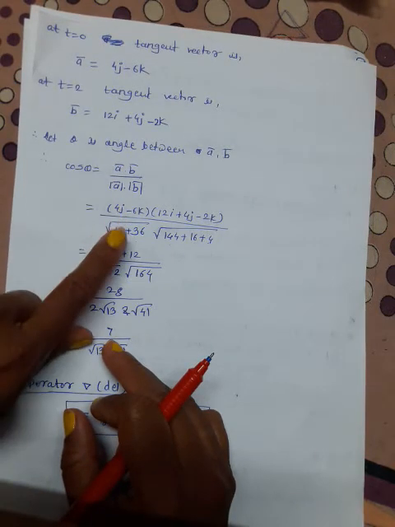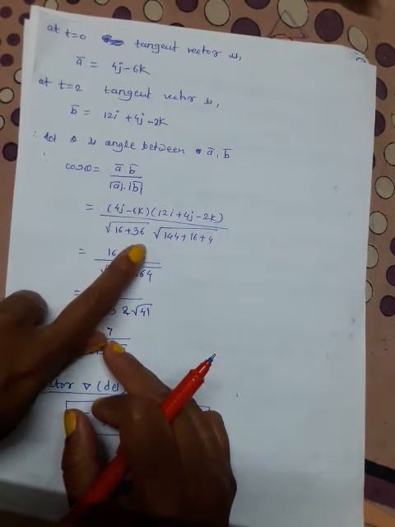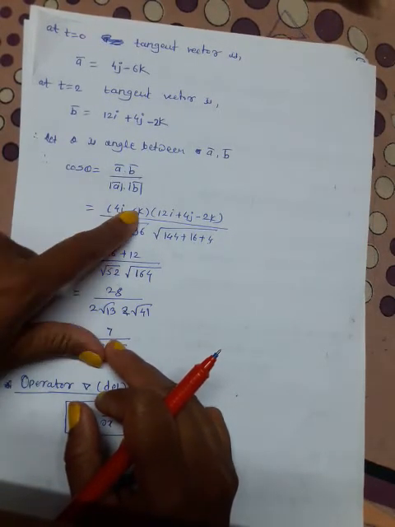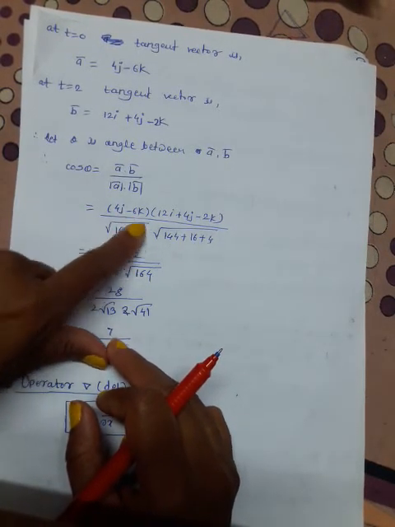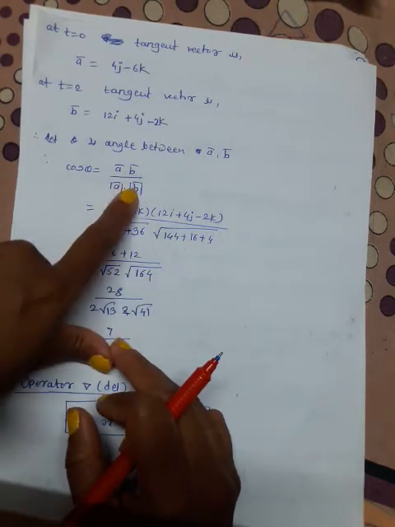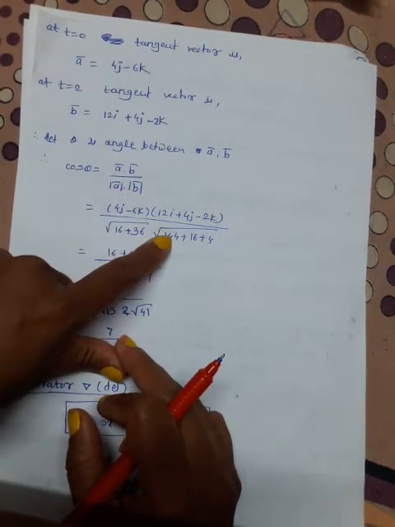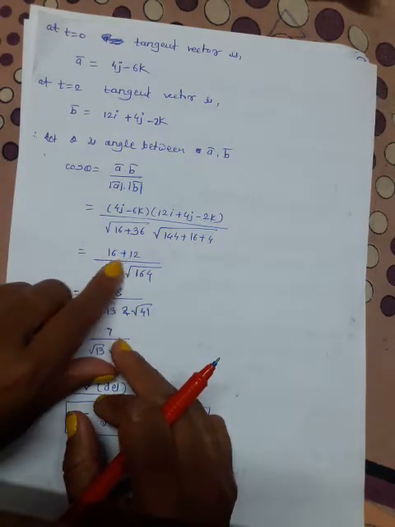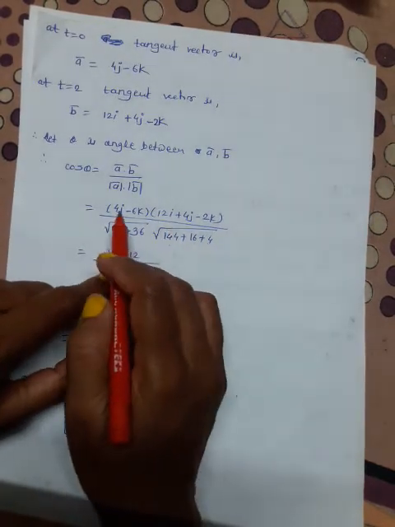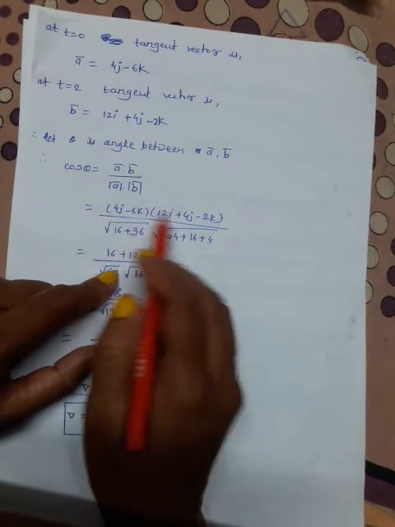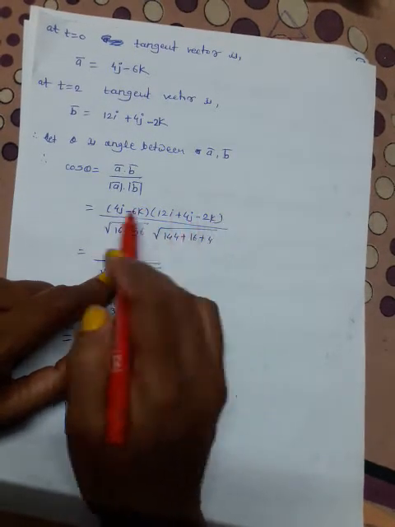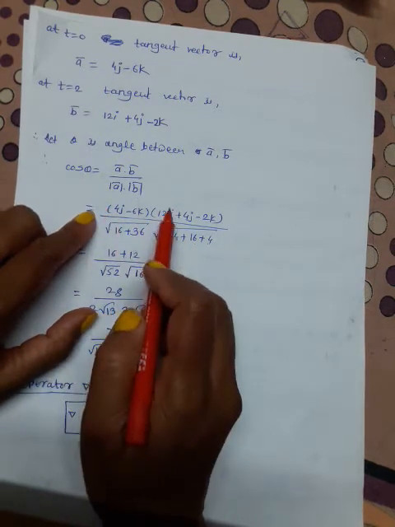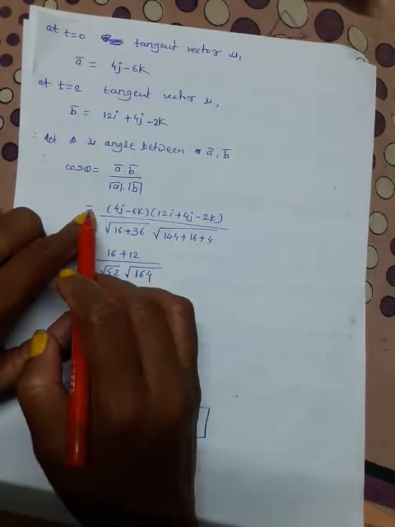What is the magnitude of this vector? Corresponding i, j, k coefficients squared, under root of this. 4 square is 16, minus 6 square is 36, under root of this, into its magnitude here: 12 square is 144, 4 square is 16, minus 2 square is plus 4. Okay, now in the numerator, the dot product of two vectors. How do we calculate? Corresponding i, j, k should be multiplied. Here i is not there, that's why it is 0 i. 0 into anything is 0, we need not write 0.